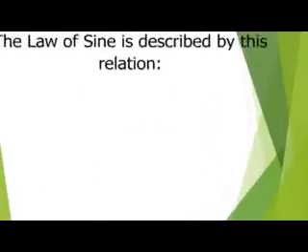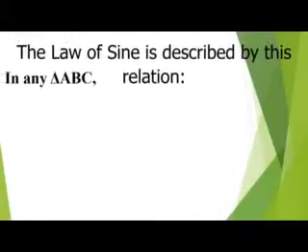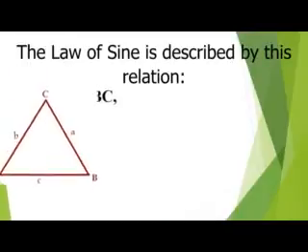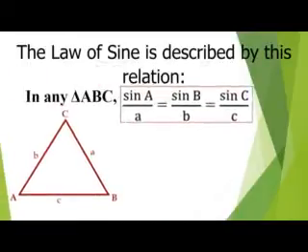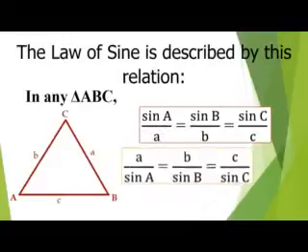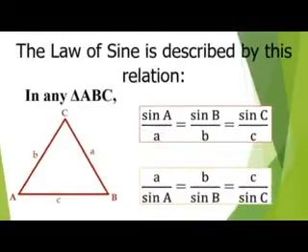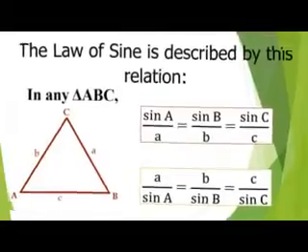The law of sine is described by this relation. In any triangle ABC, sine A over A is equal to sine B over B is equal to sine C over C, or by using the ratio and proportion, it is also equal to A over sine A is equal to B over sine B is equal to C over sine C. So that is the law of sine.